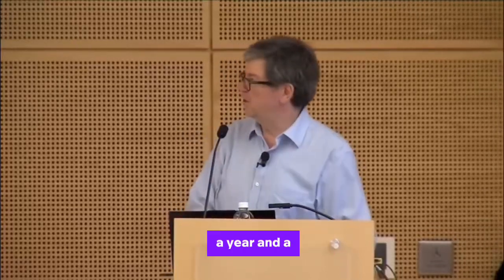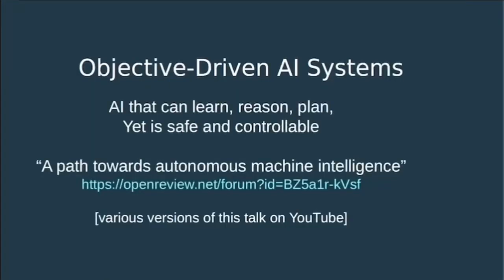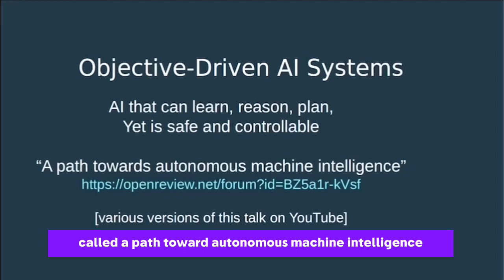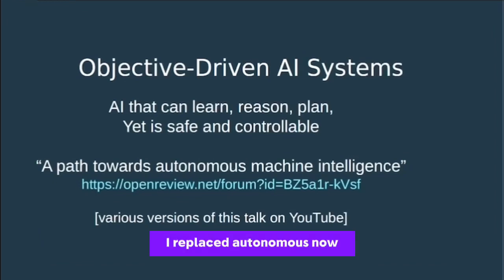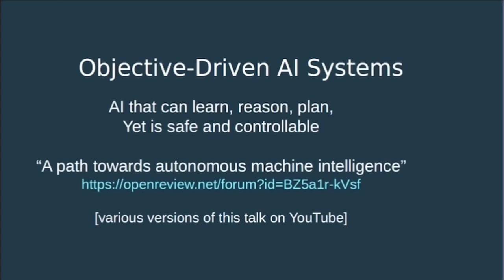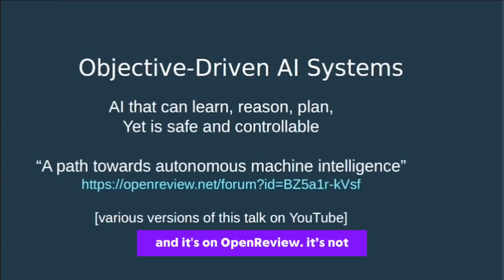I published this paper a year and a half ago called A Path Towards Autonomous Machine Intelligence. I replaced "autonomous" now by "advanced" because autonomous sounds scary. And it's on OpenReview, it's not on arXiv, because on OpenReview you can comment.